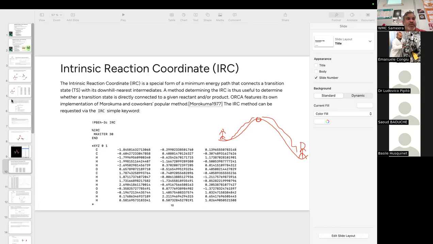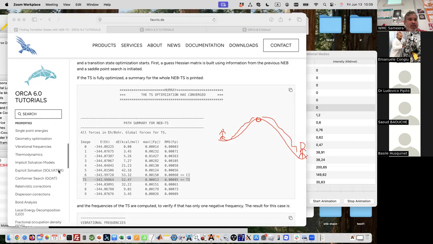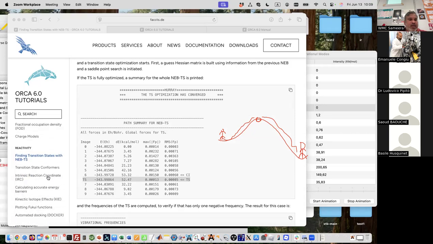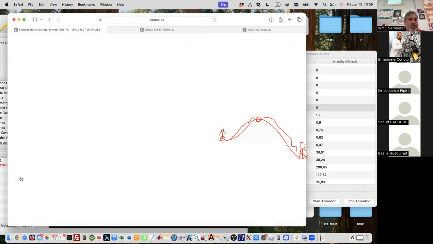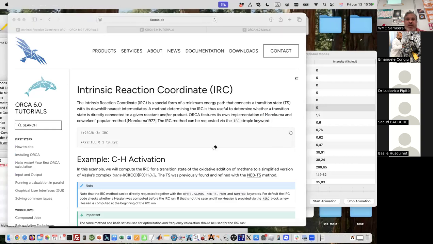So okay, to do that, in the tutorial you can see IRC, intrinsic reaction coordinate calculation. So it has an example. Of course you can try it, but I am going to focus on our computed transition state and then use that as a starting point to compute.